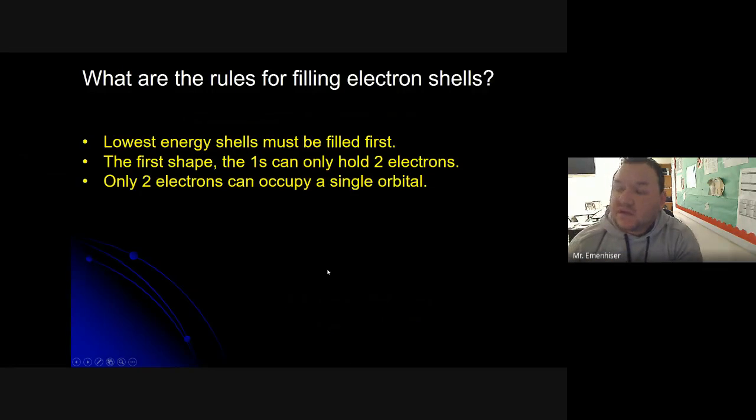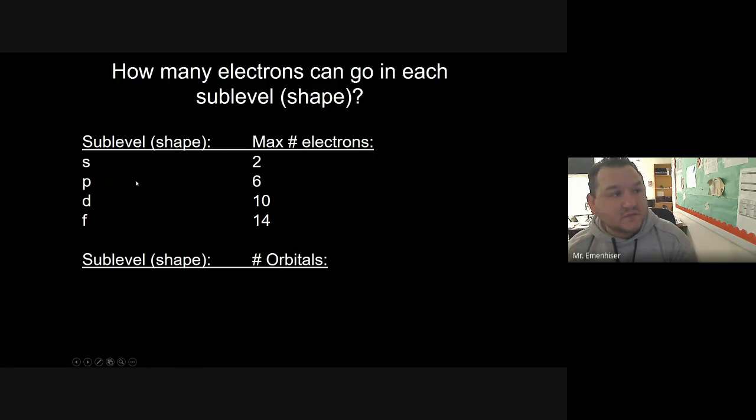What are the rules for filling electron shells? The lowest energy shell must be filled first, which is why every single atom on the periodic table, the electron configuration starts with 1s, because that one must be filled first before you can put electrons anywhere else. Okay? The first shape, the 1s, can only hold 2 electrons, and only 2 electrons can occupy a single orbital. All right, so if we look at each of our sublevels, this is the number of electrons that it can hold. 2 in the S, 6 in the P, 10 in the D, and 14 in the F.